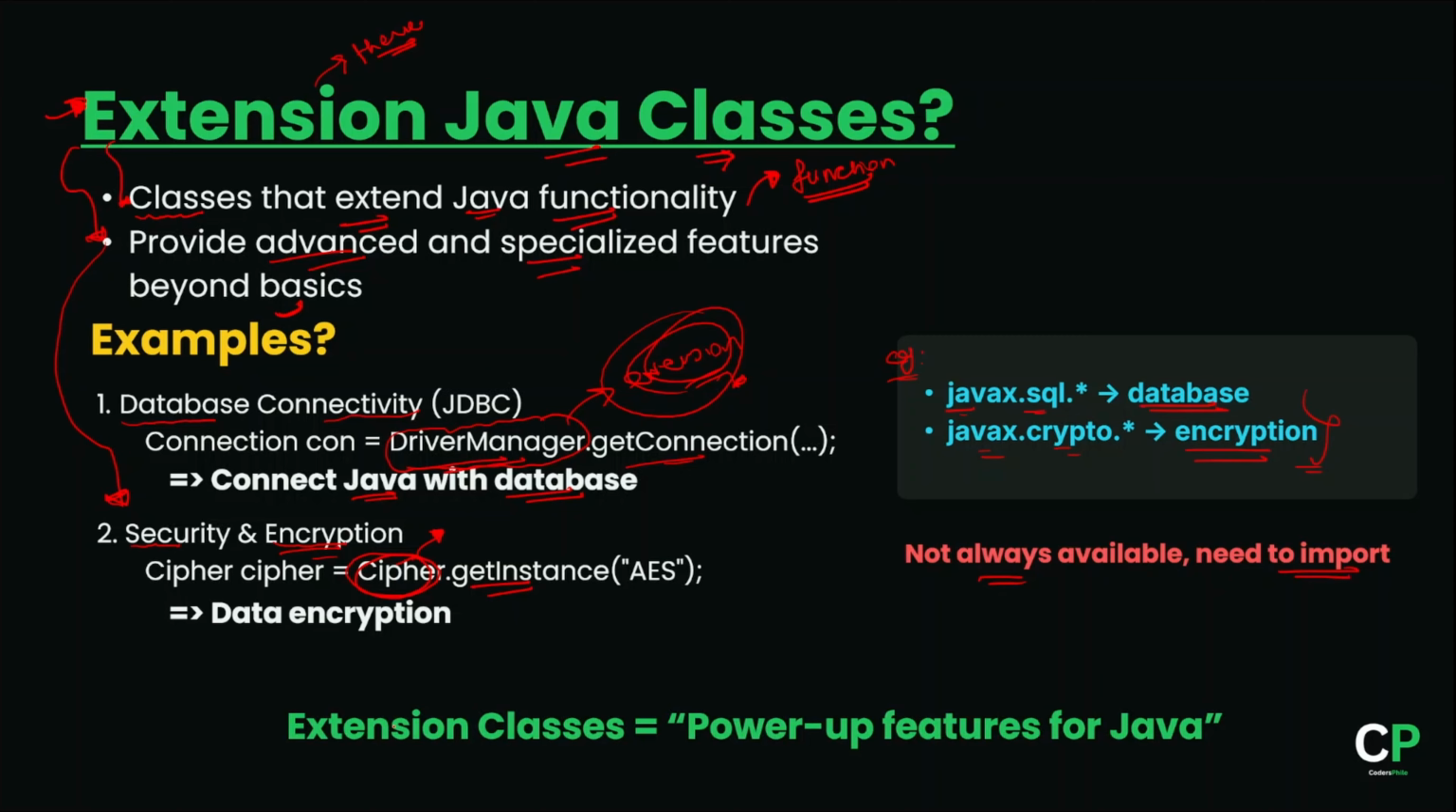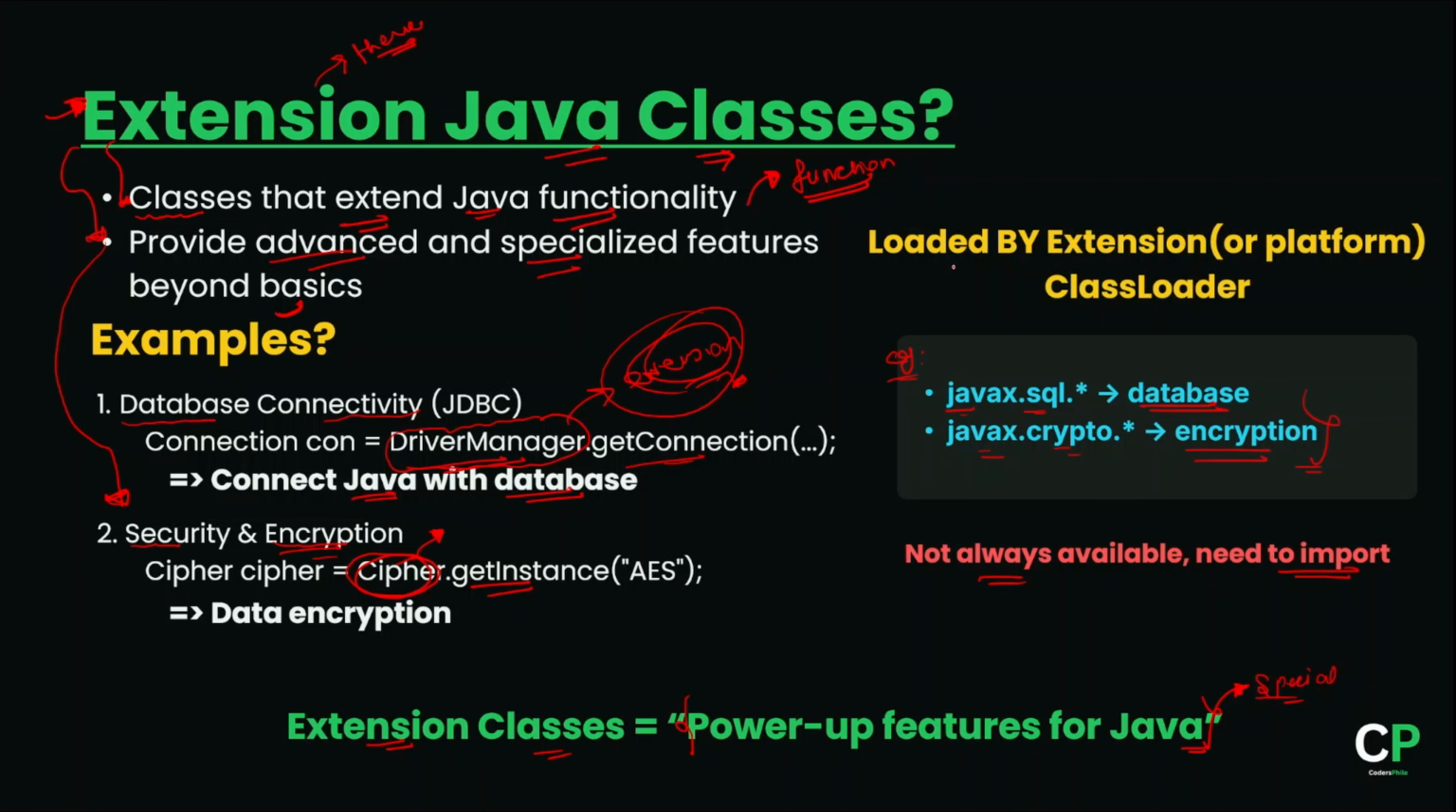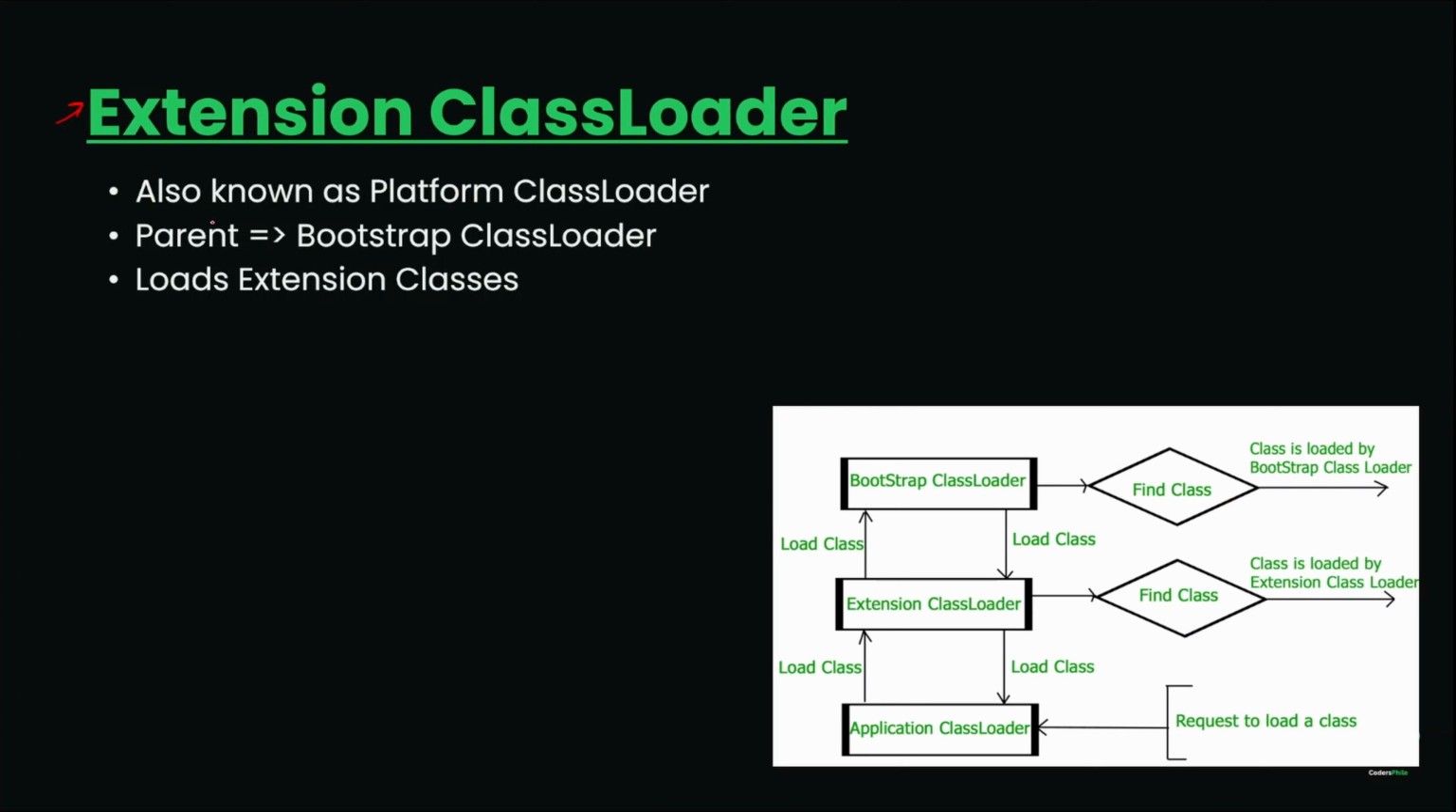So we can say that extension classes are the power-up feature for Java. They provide advanced and specialized features in order to provide special functionality to our Java program. And these are loaded by the extension class loader. The extension class loader is also known as the platform class loader. Now let's learn about the extension class loader. Its parent is the Bootstrap class loader.